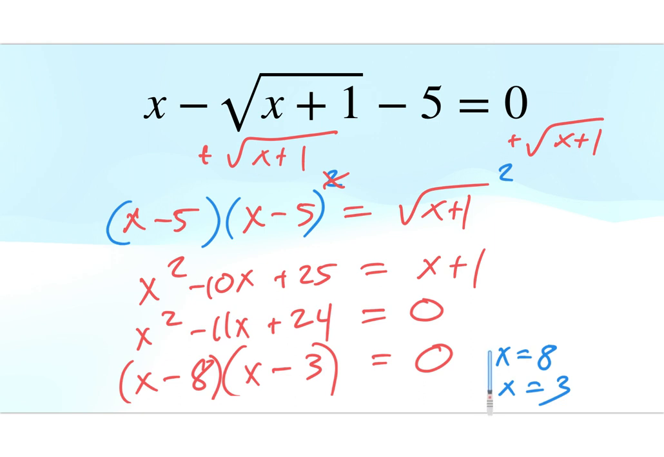If I want, I could check these back up into the original equation. 8 plus 1 is 9. Square root of 9 is 3. 8 minus 3 is 5. Minus 5 is 0. Do the same thing with 3, and I could check that one to see that that also works.